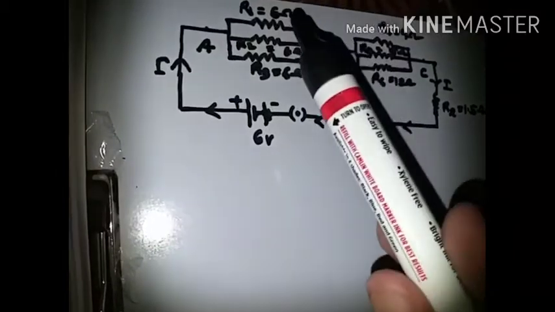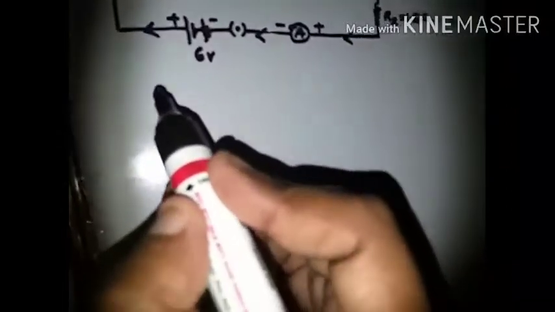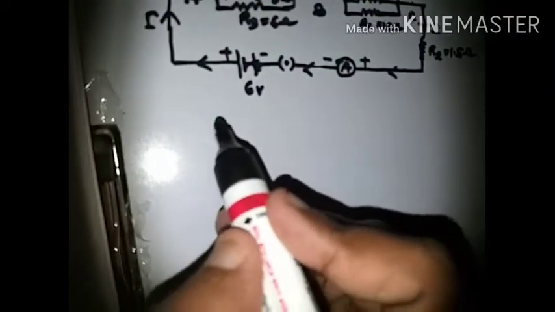This is the circuit diagram in which I have marked all the resistors, as you can see. So now one by one I will be considering the branches and finding the equivalent resistance in each case. So let's consider the first branch.